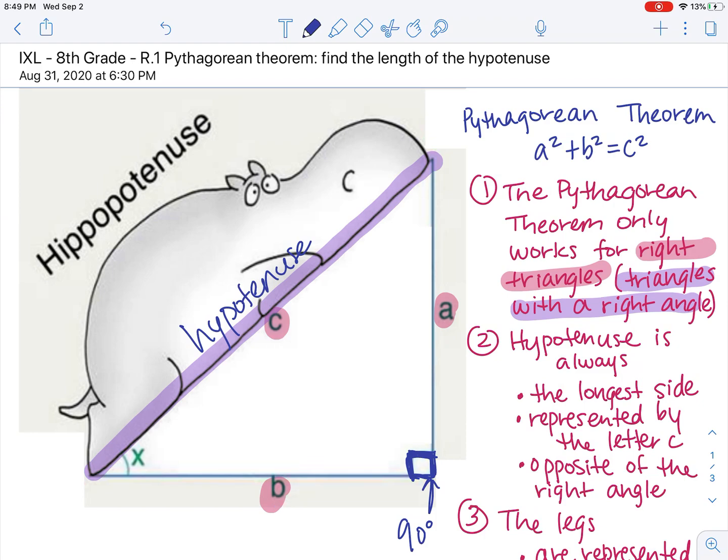The hypotenuse is always represented by the letter C. The hypotenuse is also always opposite of the right angle in the triangle. So here's the right angle, the 90-degree angle, and the side opposite of this angle is side C, the hypotenuse.